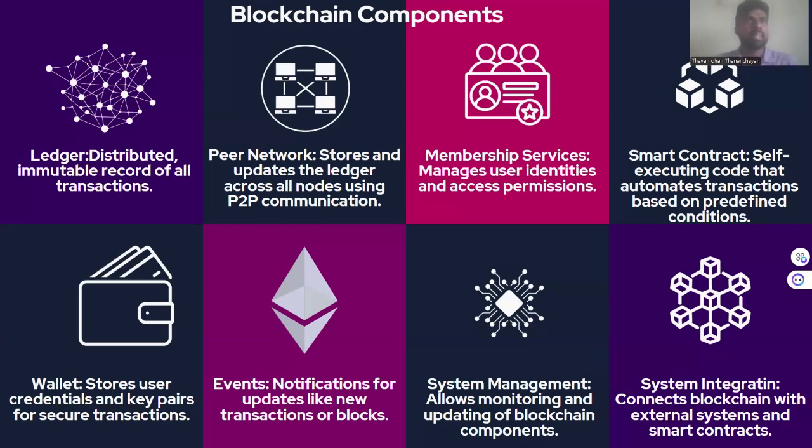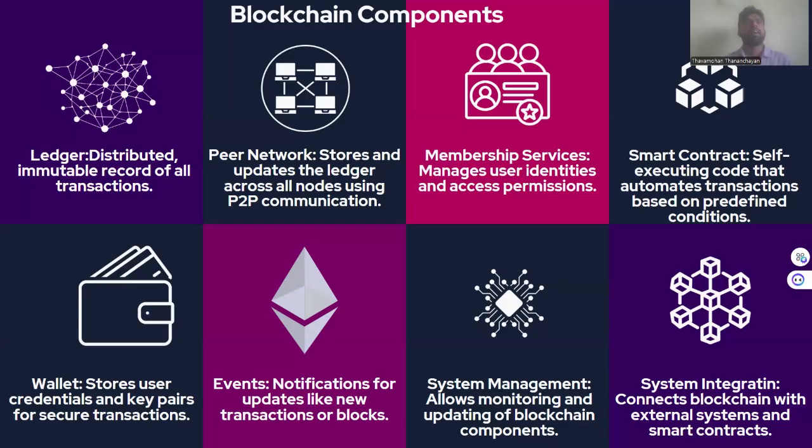Events are the real-time notifications sent across the network. For example, when a new block is added or a smart contract is triggered, everyone in the system gets an update about that. Next, system management is in charge of monitoring blockchain operations. It helps keep the system healthy and scalable as the network grows. Finally, system integration connects the blockchain to external systems like university portals, payment platforms, and many other systems related to the blockchain.